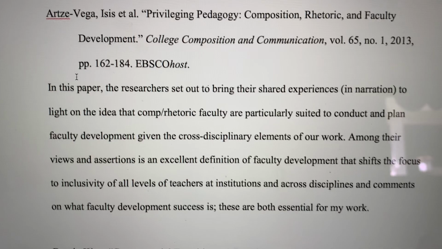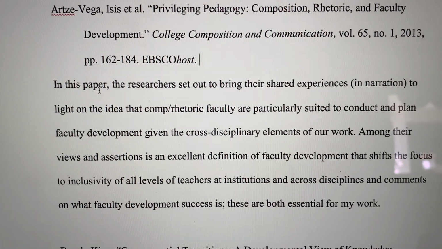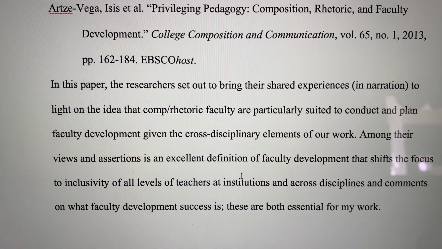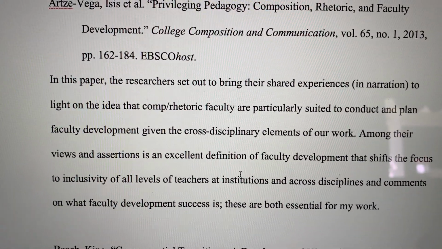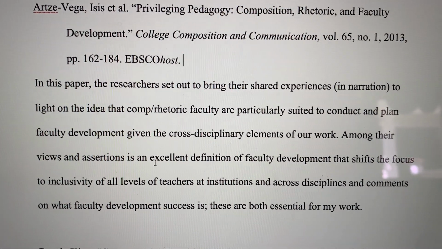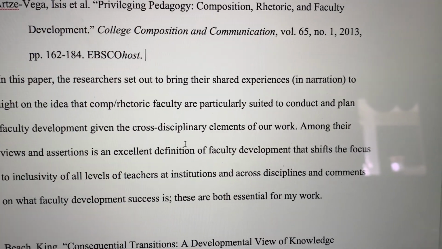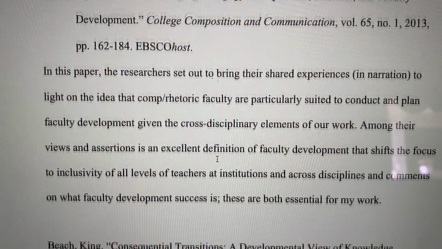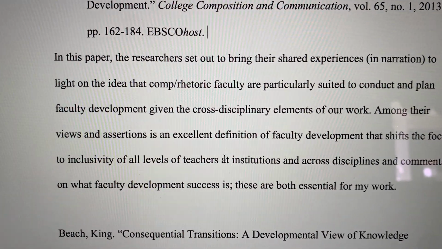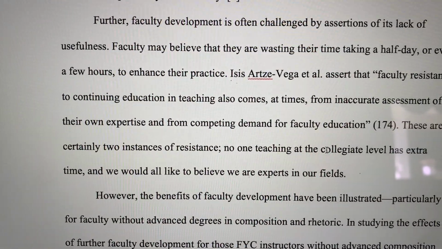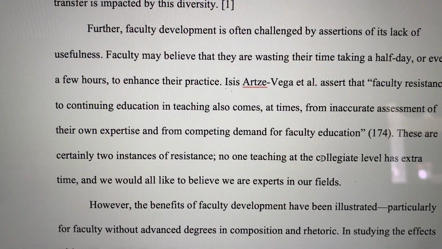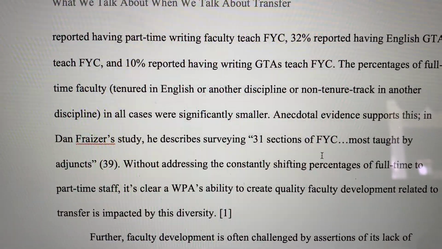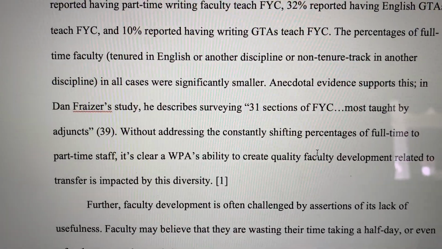So one of the most important things you can do when you're taking your annotated bib, which is like this very straightforward information, is make a note about where this is going to go in your paper, and what kind of argument it supports. And notice here I've said, among their views, an assertion is an excellent definition of faculty development. And that is what I used here. Okay. So give yourself that hint and tell yourself, where are you going to use that information? Does that make sense to everybody? Okay. Bye.